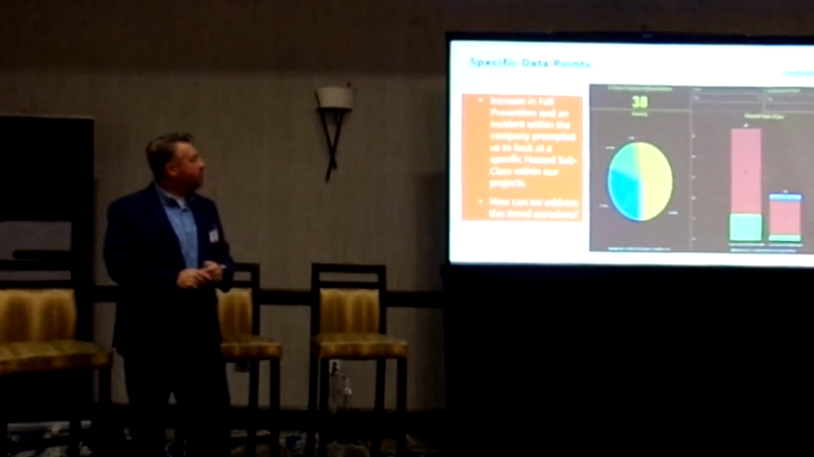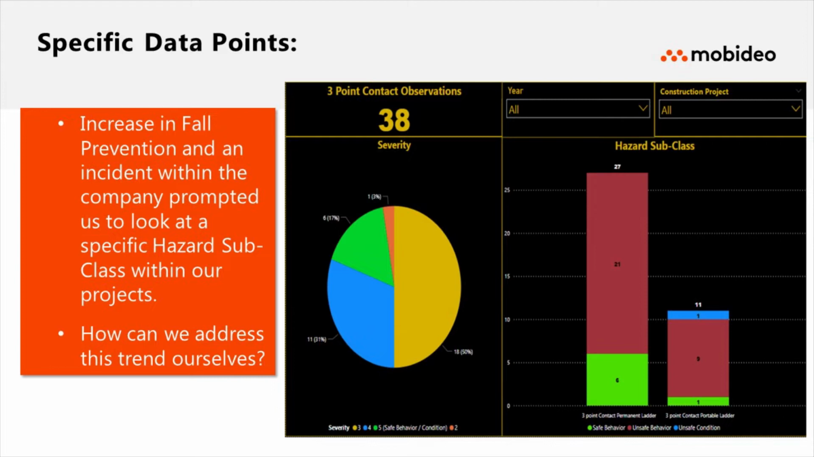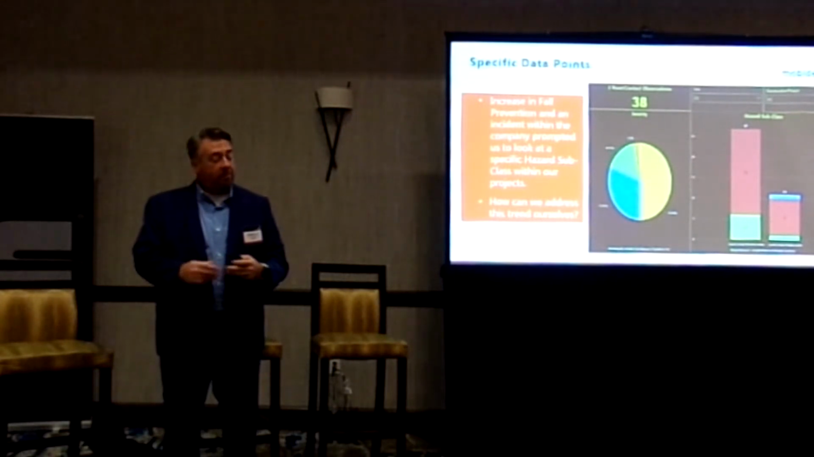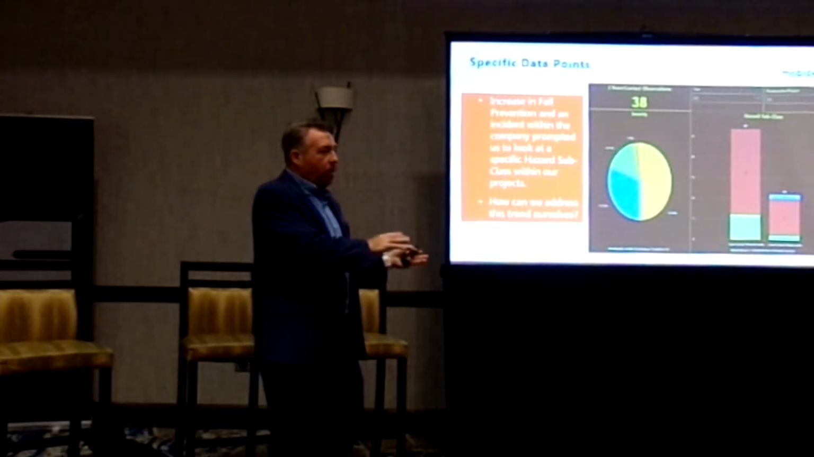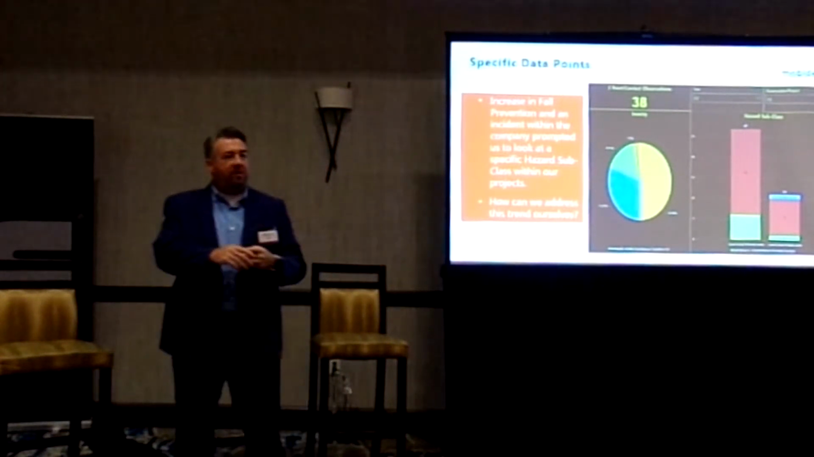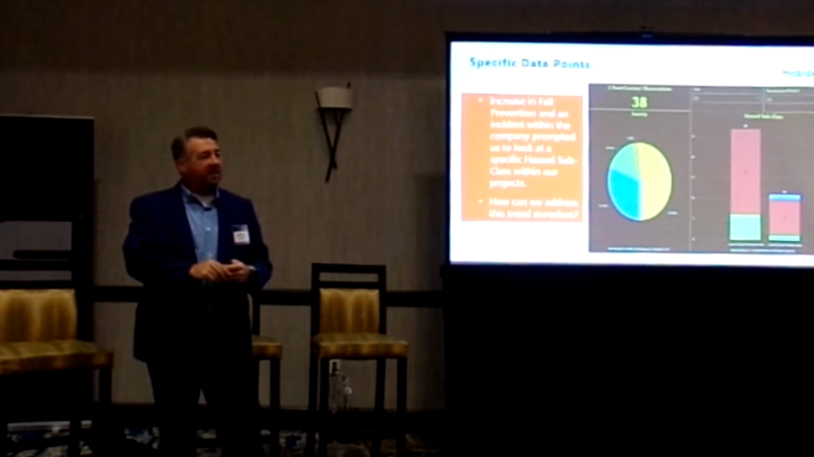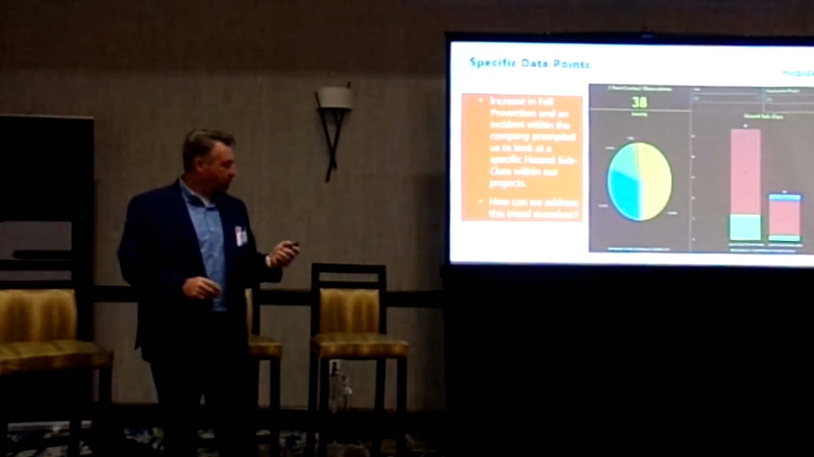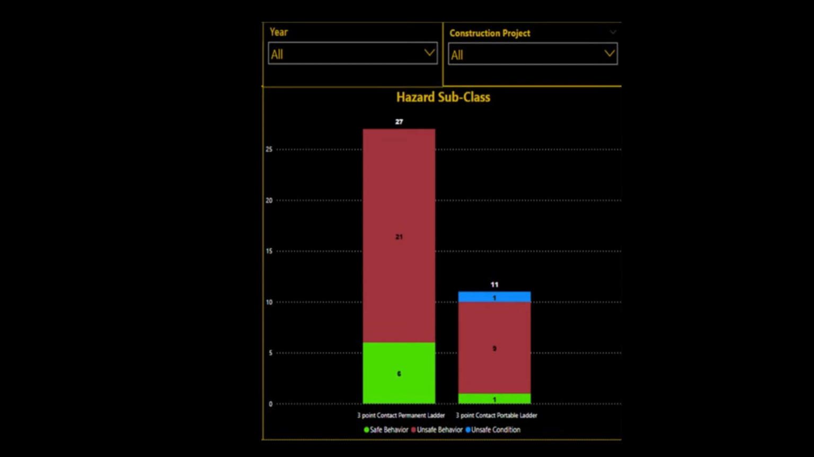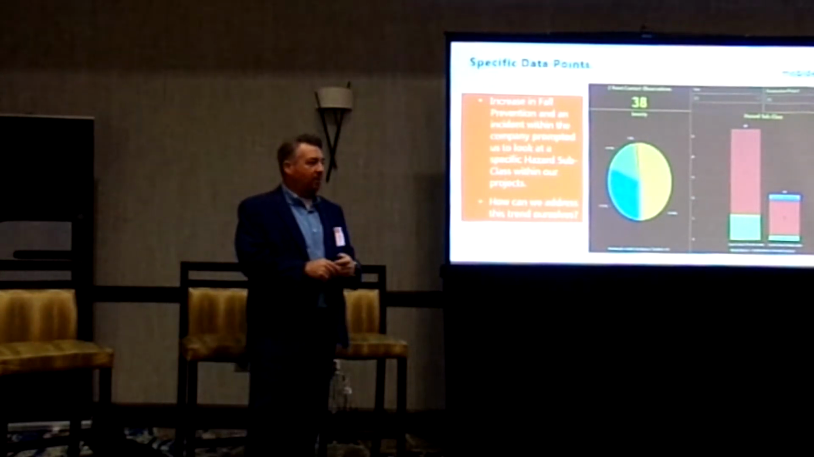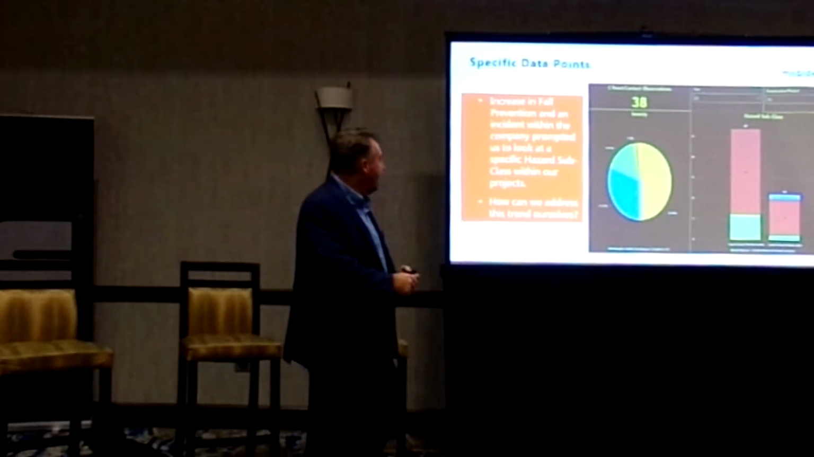We saw an increase in fall prevention not too long ago. We had an incident where a worker at a Dow site in Freeport fell from a ladder and broke some legs, had some back problems, but it prompted us to go look at what we're doing on our construction projects and our turnarounds. Are we seeing that same type of issue, specifically around three-point contact? Both of these graphs are around three-point contact on ladders. Are we seeing observations where our workers are not using three-point contact, or they are? And how do we need to go address that?